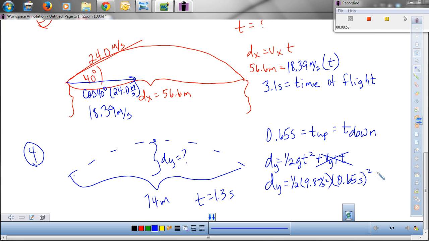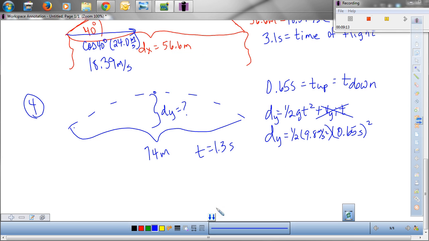So if I get my calculator and punch in half of 9.8 is 4.9 times 0.65 squared, he went up 2.07 meters. So distance up was 2.07 meters. Alright, so there's number 4. I think number 7 is going to be next.